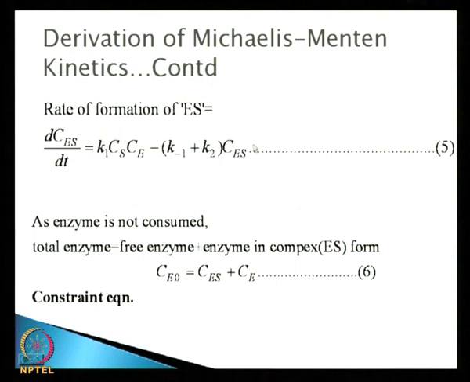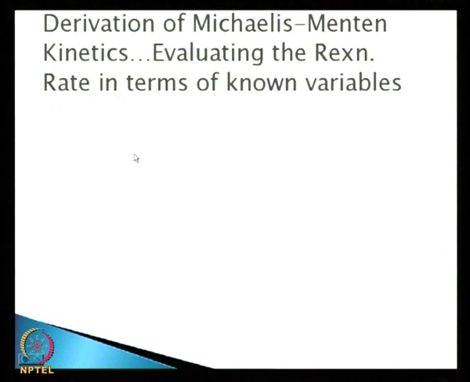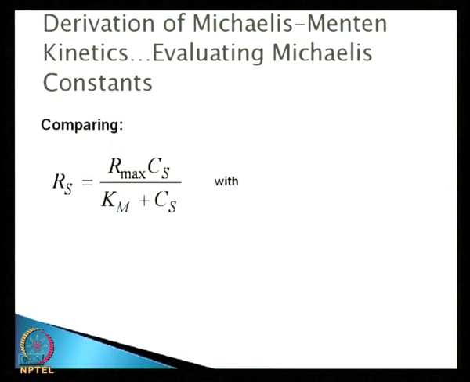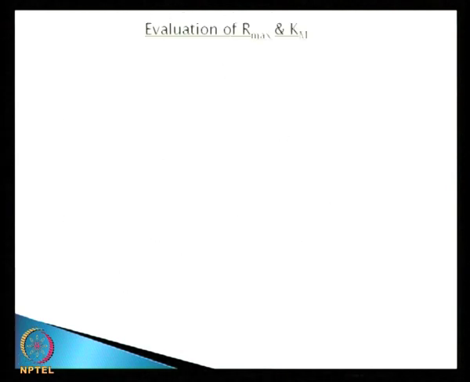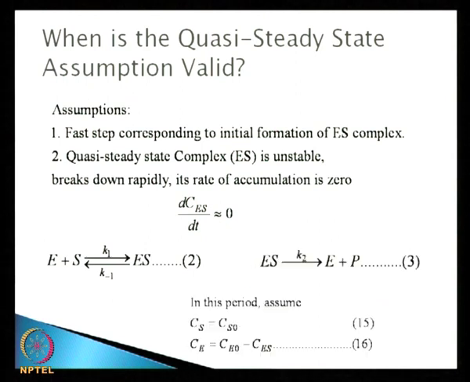If I do not equate this to 0 and I want to solve this in conjunction with the others, we can do that. That is exactly what we are going to do. We are going to solve equation 5, making some small assumptions, but not the big assumption that its accumulation is 0. Is it clear? The only assumption we make is that CS at this period equals CS naught.